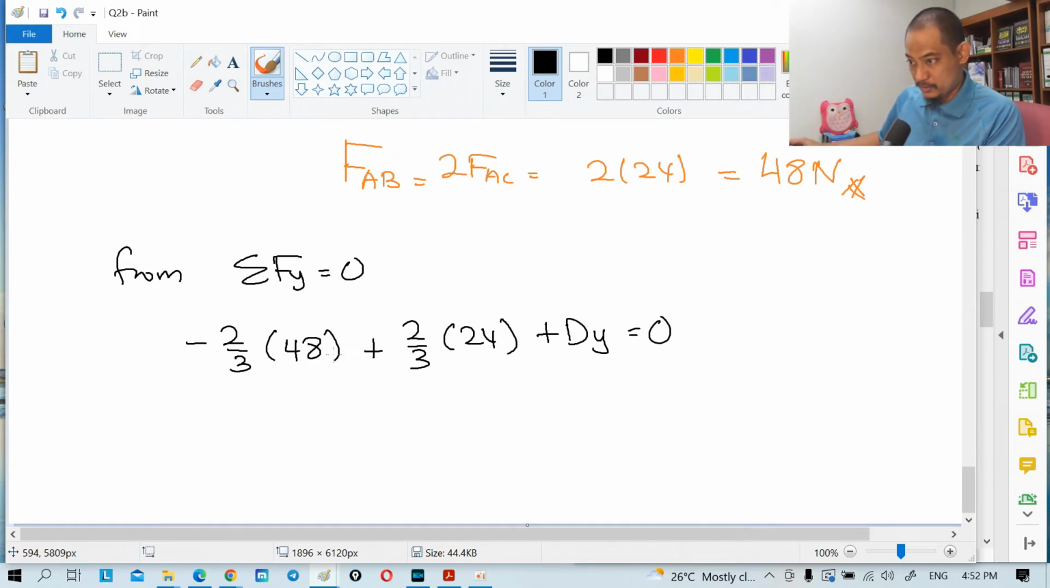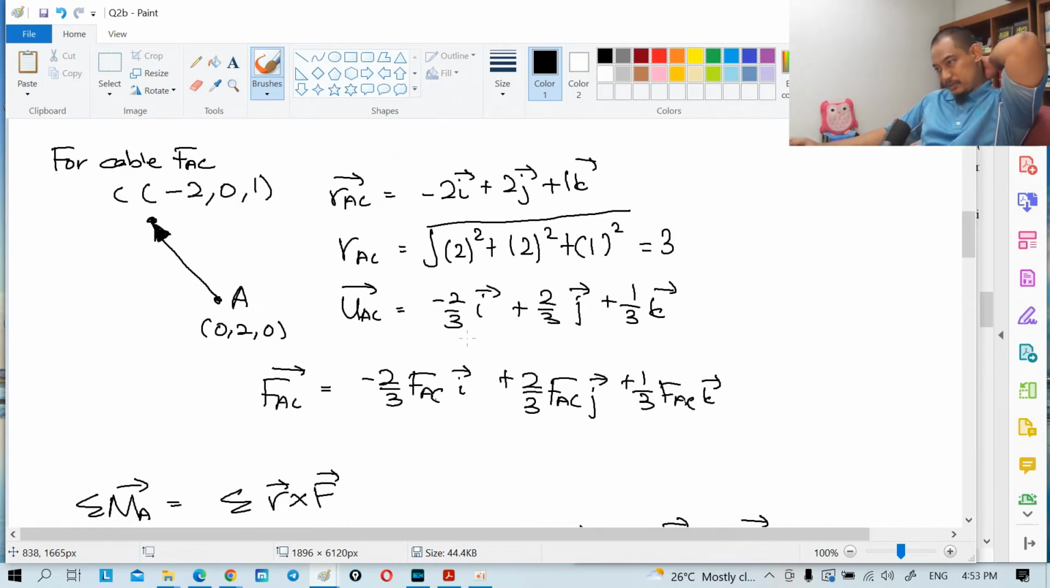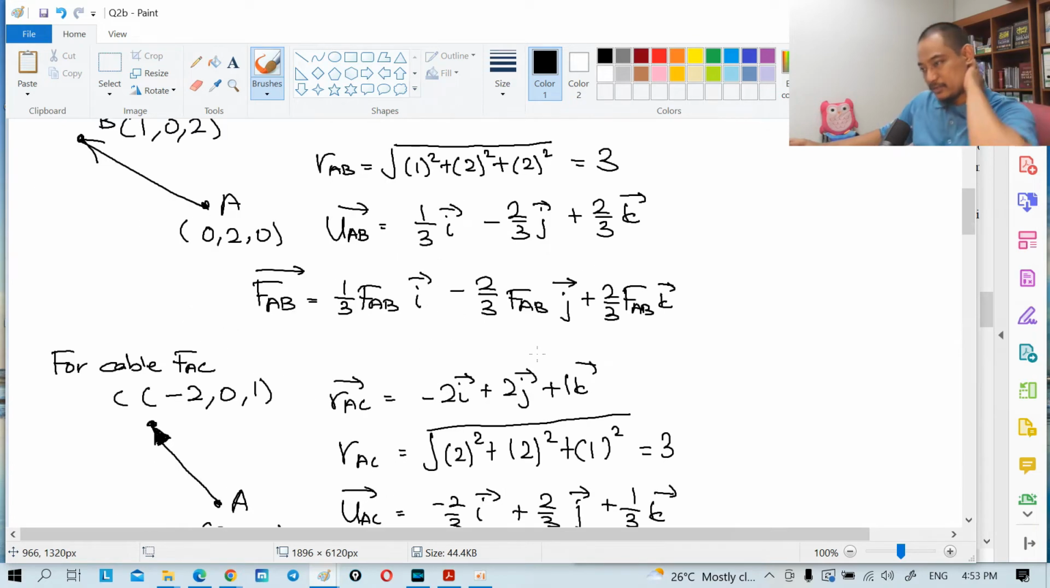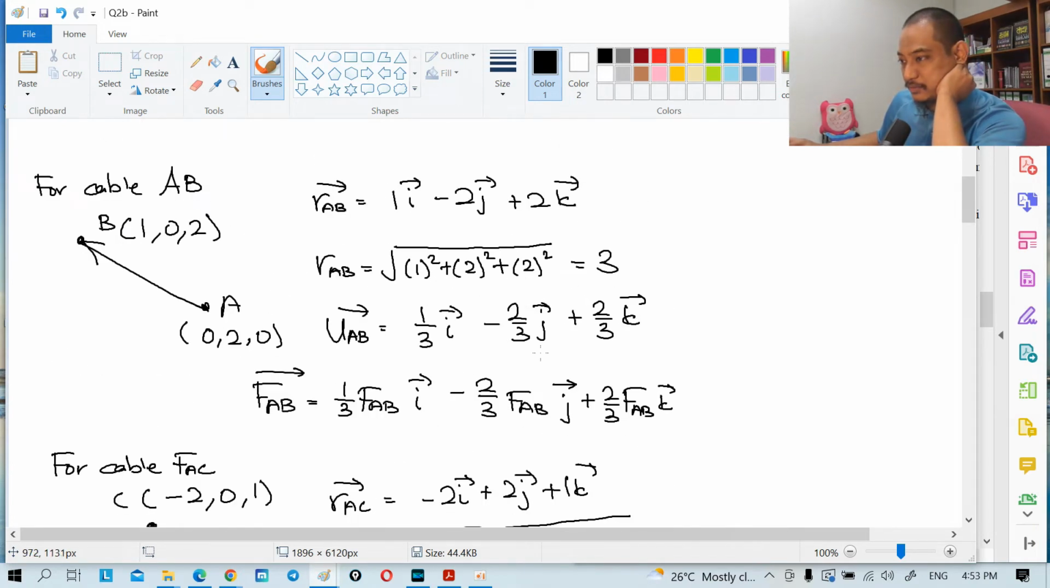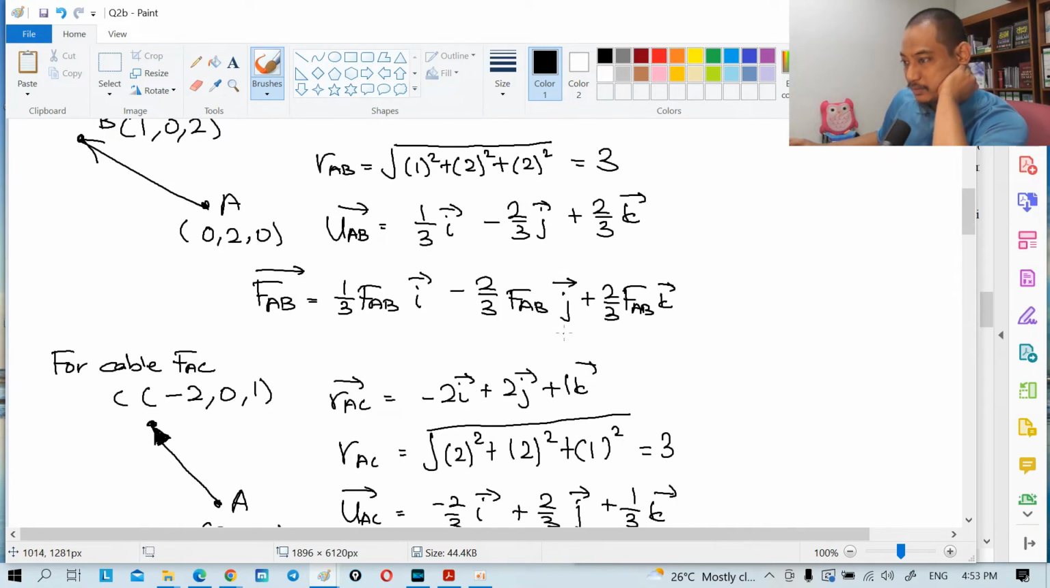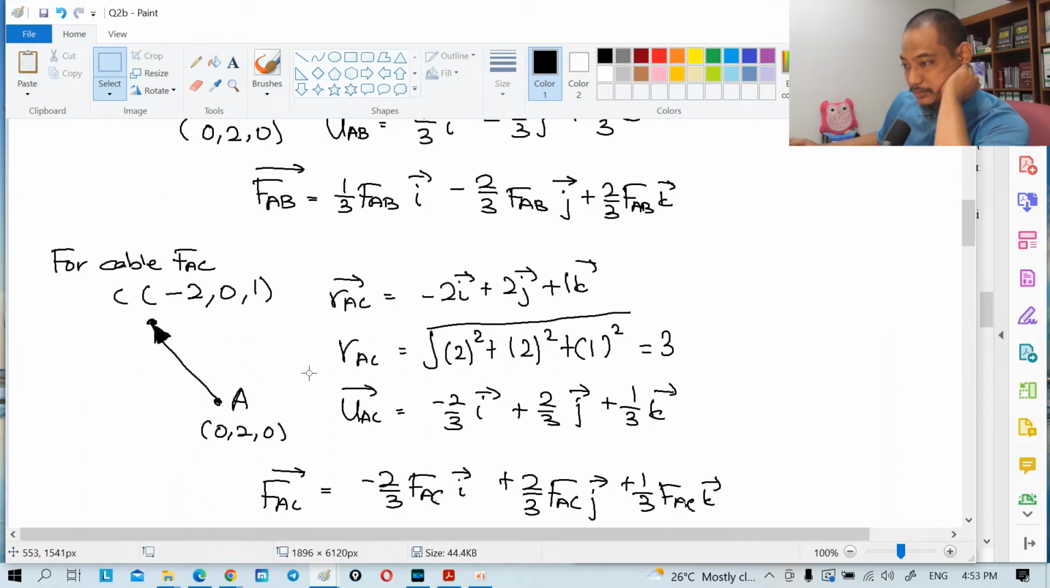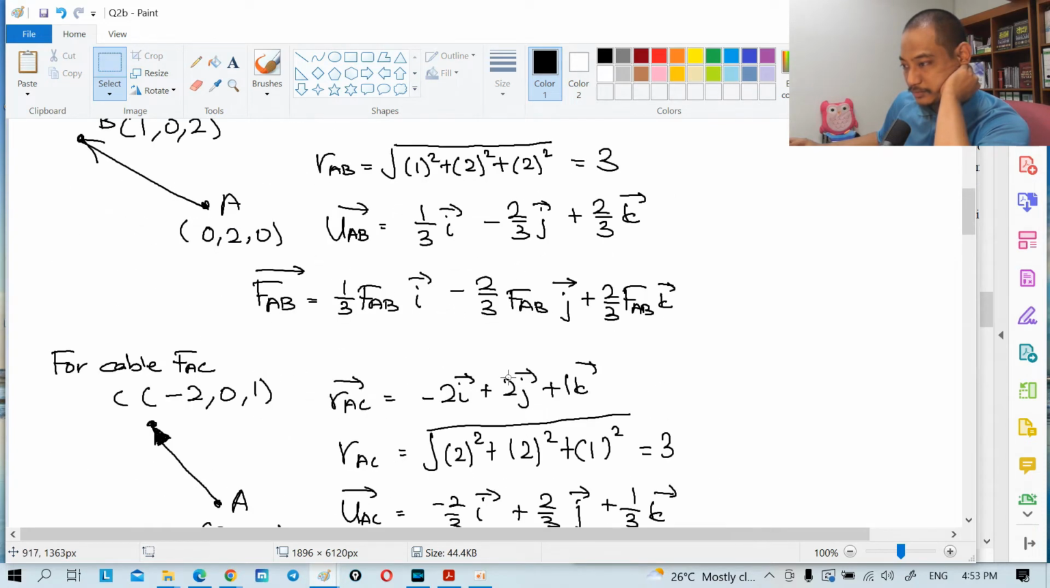Is this correct? Why am I making this mistake? Astaghfirullah. This is the worst thing that you can do in your exam, when you are so sleepy. How can I make this mistake? Minus 2 minus 0 is minus 2. 0 minus 2 is negative 2.